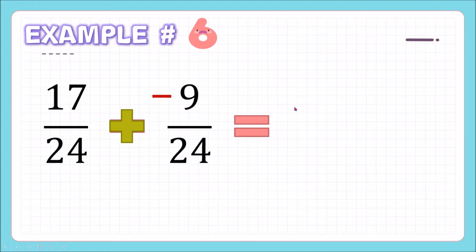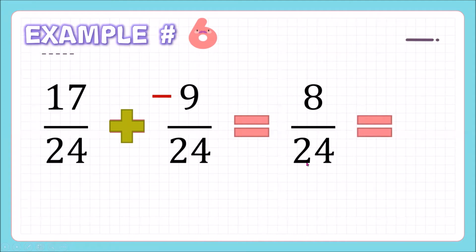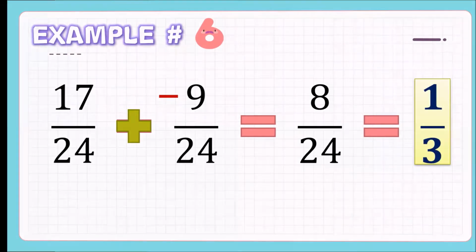So we have here 8 over 24. Take note that this is positive because 17 here is positive and 17 is greater than 9. So we have 8 over 24. So 8 over 24 has no lowest term, so we need to simplify it. Divide it by 8. So 8 divided by 8, we have 1, and then 24 divided by 8, we have 3. So our answer is 1 over 3.